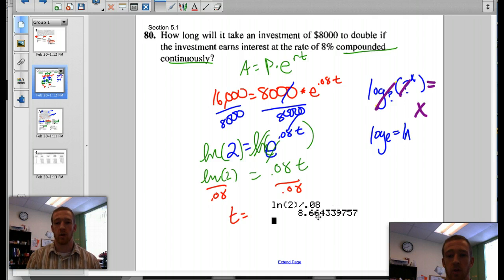Alright, if you wanted to check, you could go ahead and plug in the 8.7 or whatever. Plug this into your formula and you should get about 16,000. If you plug in all the decimals, you get almost exactly 16,000. Plug in 8, you'll get a little less. Plug in 9 years, and you would get a little more.